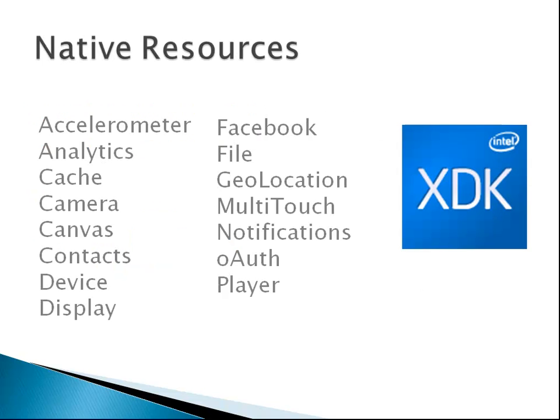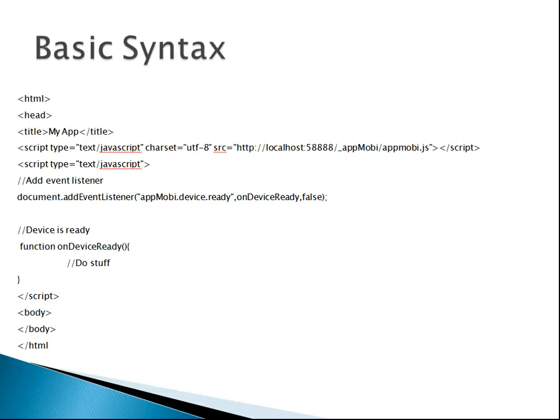Native resources, we can pretty much access what PhoneGap could access: accelerometer, analytics, cache, camera, canvas, contacts, device, display, Facebook, which is something we haven't looked into yet, file, geolocation, multi-touch, notifications, OAuth authentication, and the player. We're not going to get into all of these, but I'll try to squeeze some of them in.